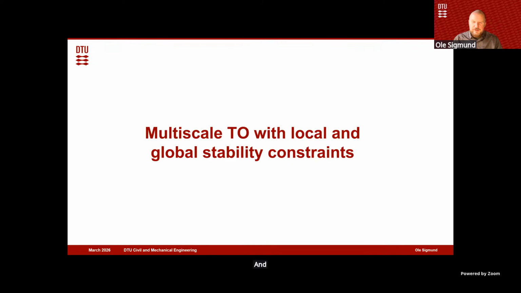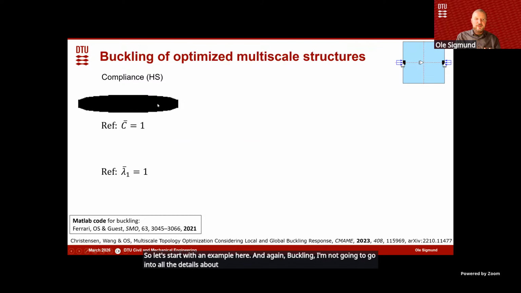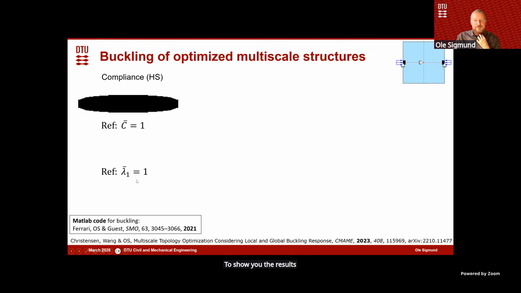Here I will consider both local and global stability constraints. So let's start with an example. Again, I'm not going to go into all the details about how to do buckling optimization. There is a MATLAB code written by Federico Ferrari and his friends that you can download and play with. But I will mostly just show you the results and conclusions of this.